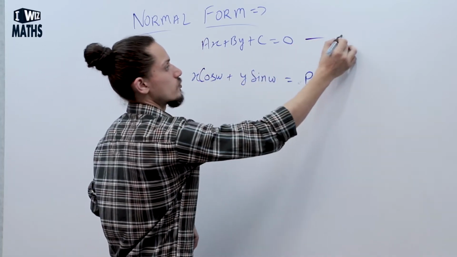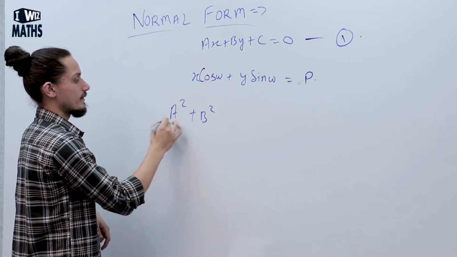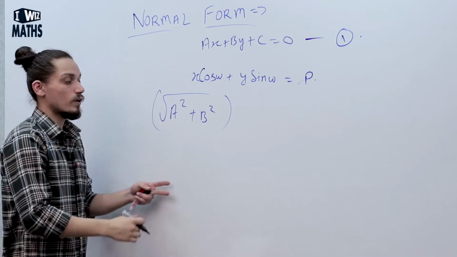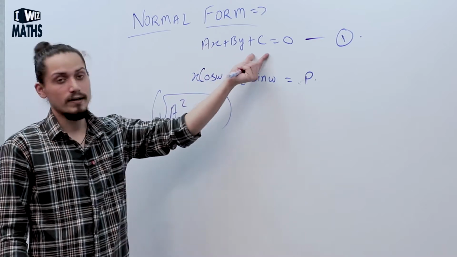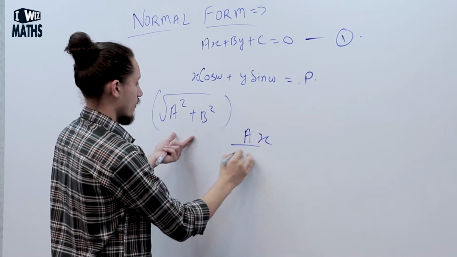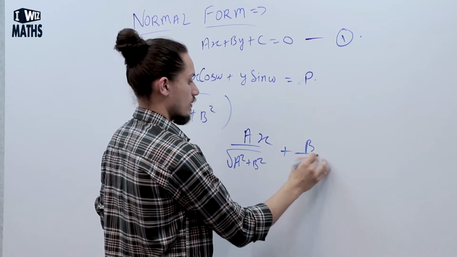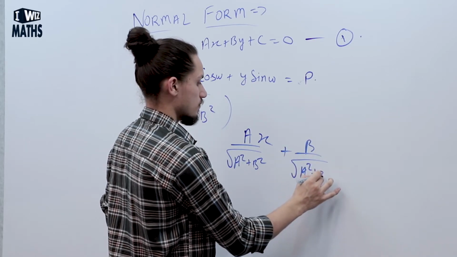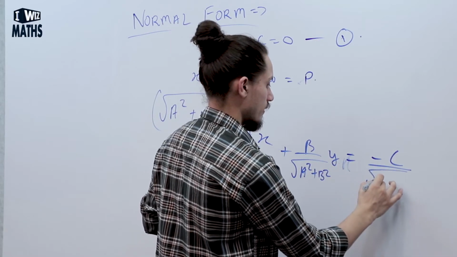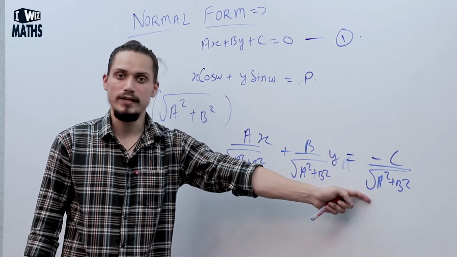What we do, say this is equation 1. We'll take square of a plus square of b and then we'll take its under the root. हमने a square लिया, b square लिया, उसका square root. Now what we'll do is we divide every quantity of this equation 1 by this factor. So we get a x upon under the root a square plus b square plus b upon under the root a square plus b square y equal to minus c upon under the root a square plus b square. c को वहाँ लगे minus c, divide किया minus c upon under the root a square plus b square.